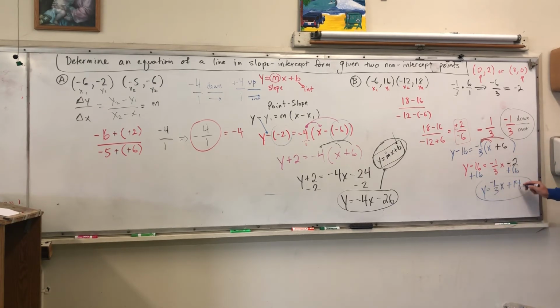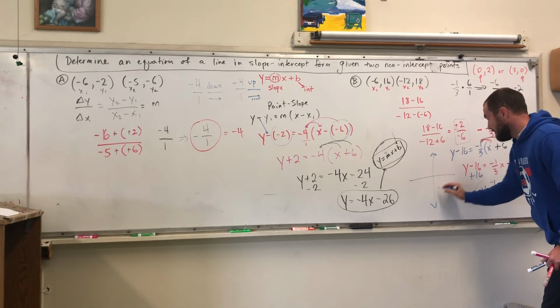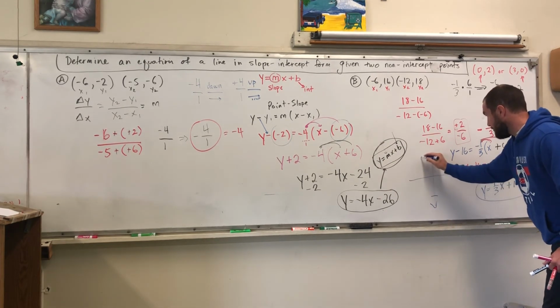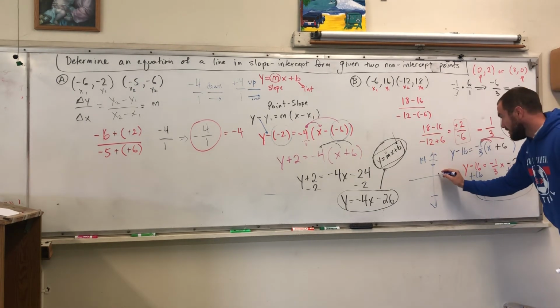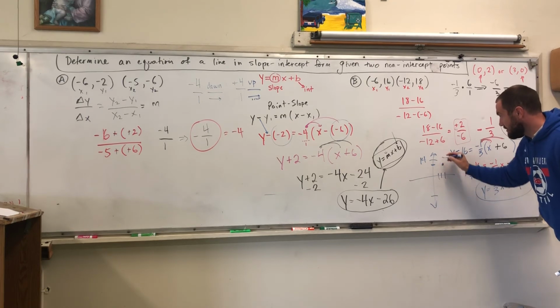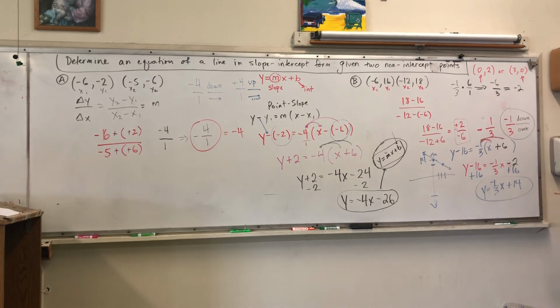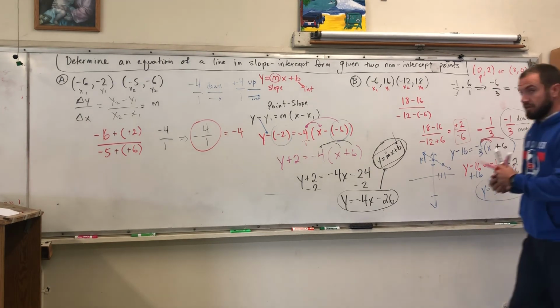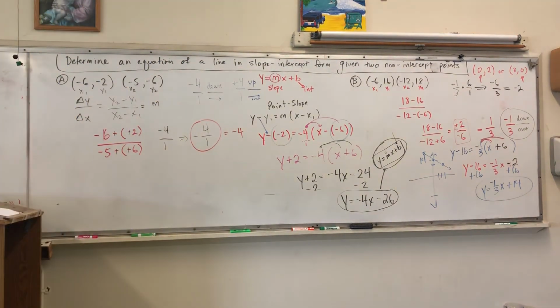Again, gives us our slope and y-intercept. You could go on a graph, find the positive 14, and then you'd be going down 1, and then over 3. Easy to work with. Down 1, over 3. You guys have questions on that?